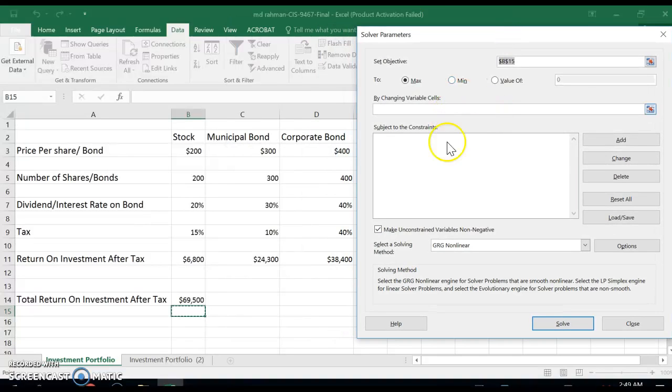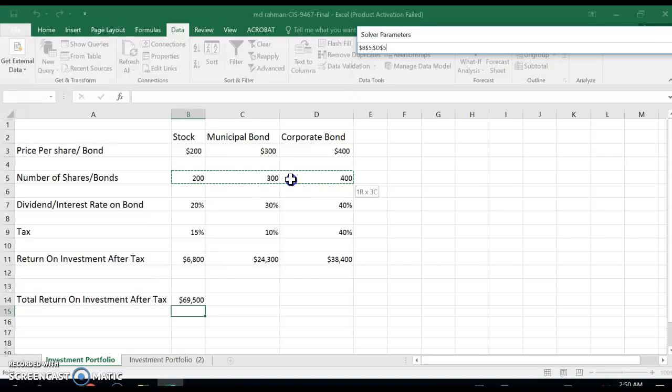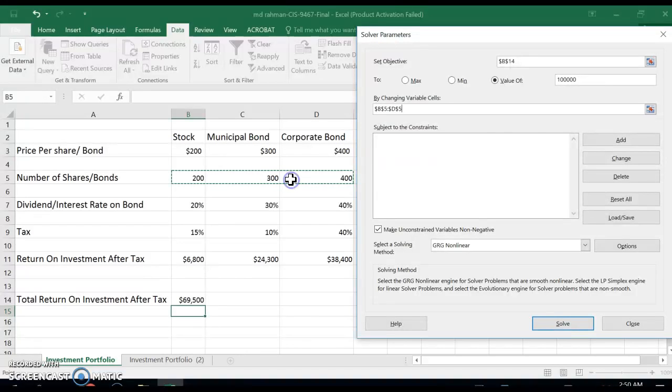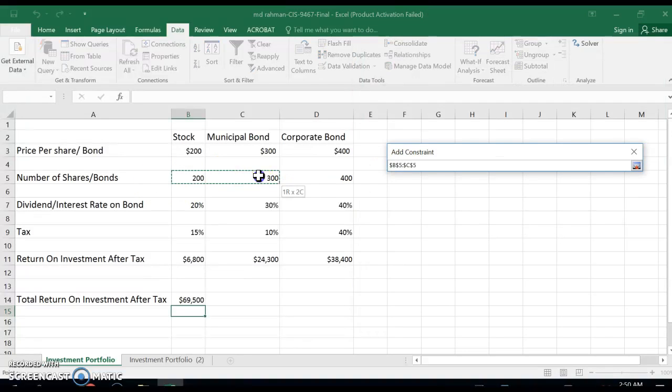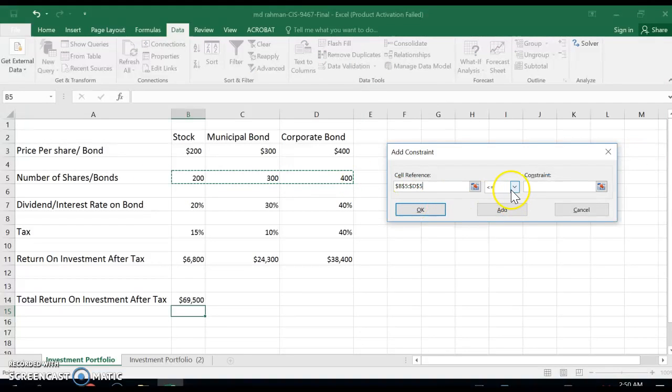First I set the value: I wanted to get a 100,000 return on investment. Then I need to set certain constraints. The first one is the number of shares and number of bonds, which I set to be integers.